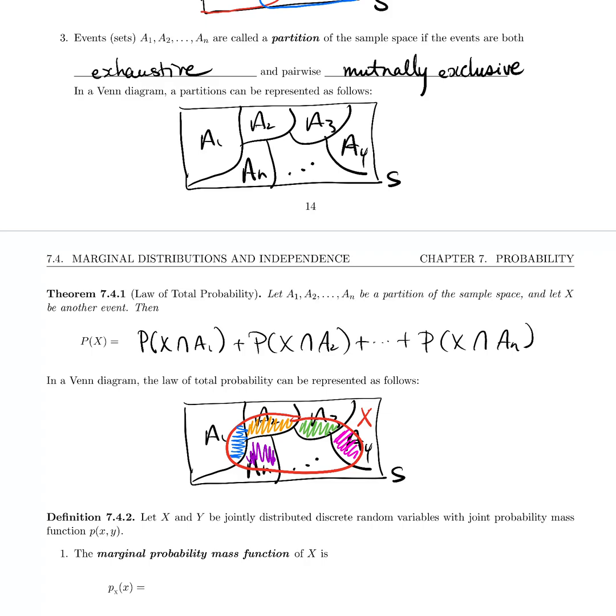In the next video, we'll define marginal distributions, and then we'll see an example where we use the law of total probability and relate it to a marginal probability mass function.